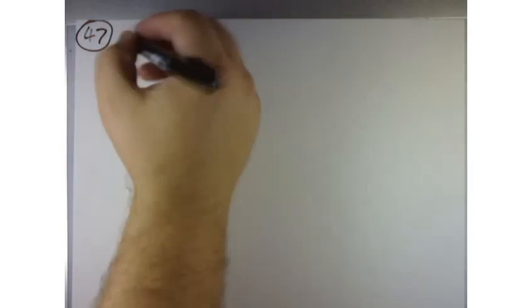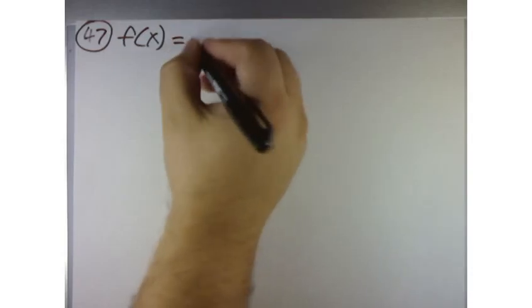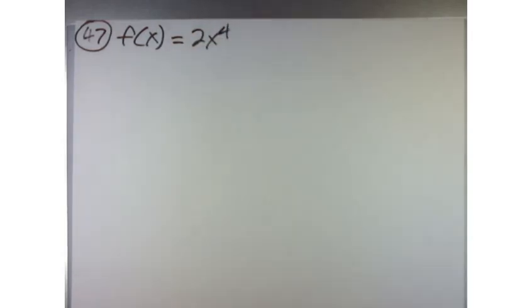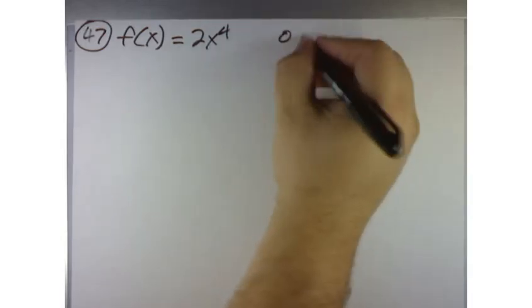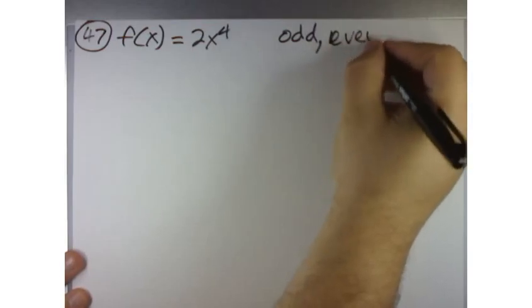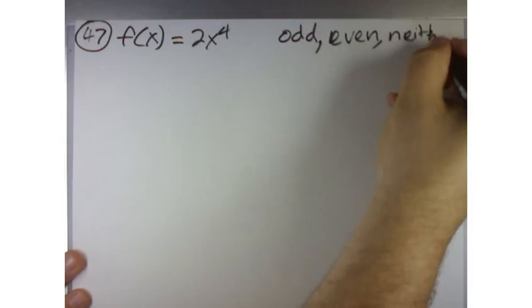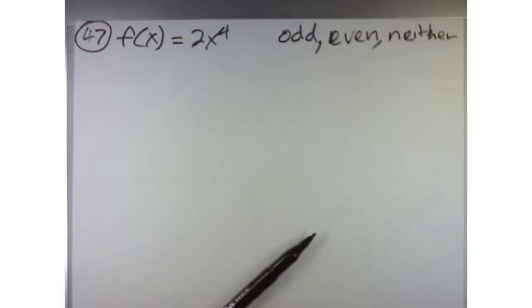We are given the function f of x is equal to 2x to the fourth, and we are told to state whether it is odd, even, or neither. Now, there's a couple of ways we could do this. We could do this graphically. We could do this by the table of values. Just look at it and tell, okay?